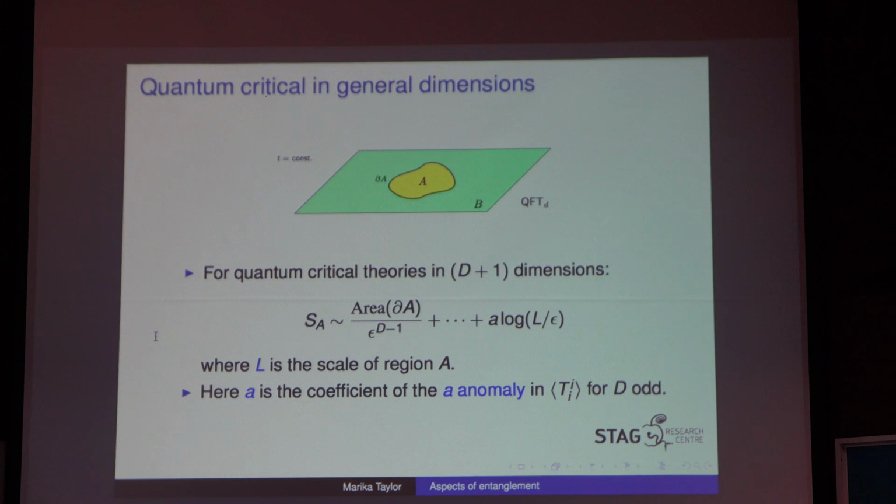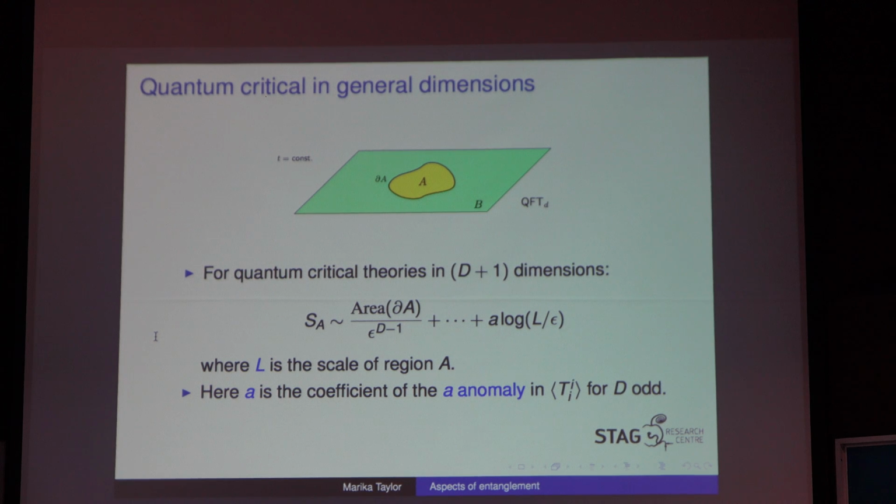Now, if we think about what happens in general dimensions, and we look at conformal field theories, so now we're in a quantum critical conformal field theory in d plus 1 dimensions. d is the number of spatial dimensions. Little d is d plus 1. Then we already argued on very general grounds that in a ground state we might expect there to be a contribution to the entanglement entropy, which is associated with entanglement between degrees of freedom that are separated by the boundary. And this would scale as the area of the boundary.